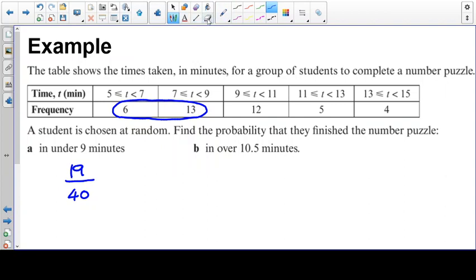The next one, a student is chosen at random. Find the probability that they finish the number puzzle in over 10.5 minutes. So this one's a bit trickier because 10.5 is in there. So in order to do this, we need to, first of all, make an assumption. And the assumption is that these are evenly distributed about this group. Okay, so actually the probability that we are going to work out for this one is just going to be an estimate based on that assumption.